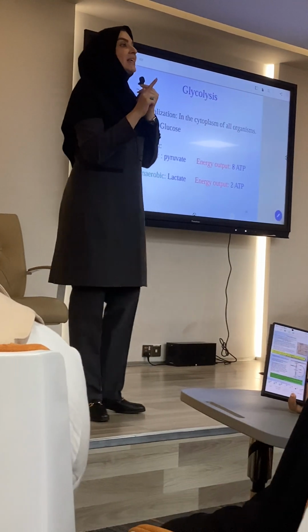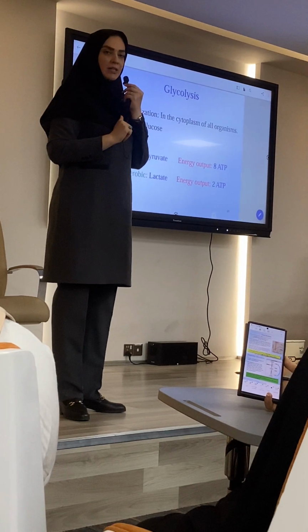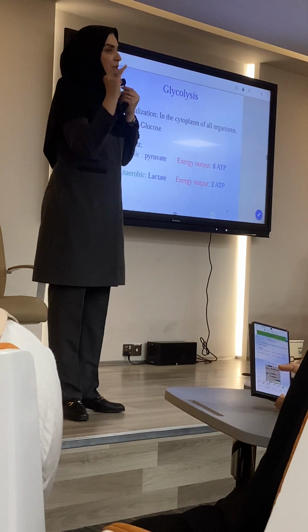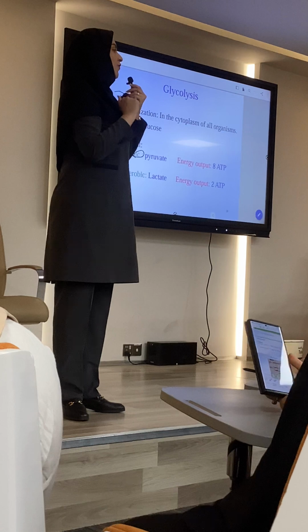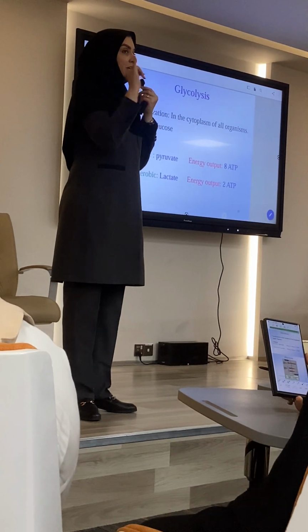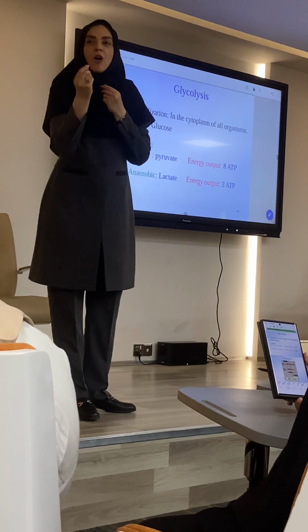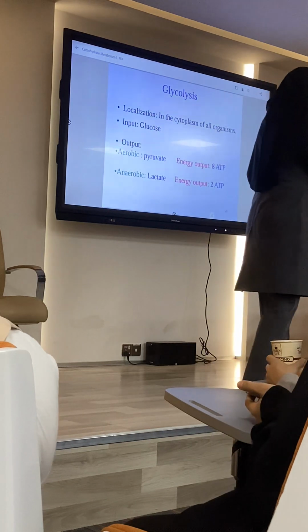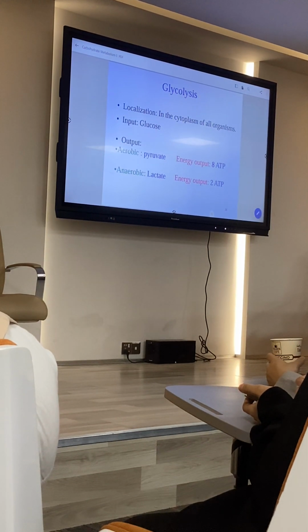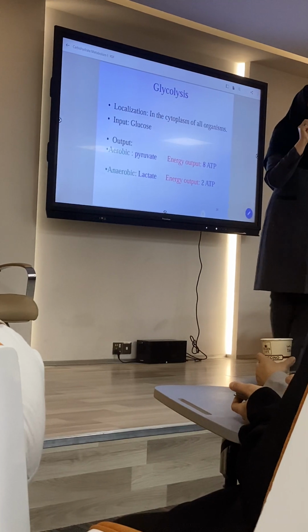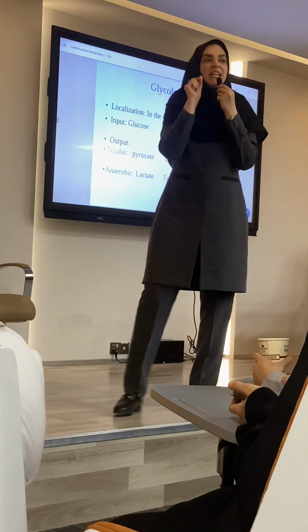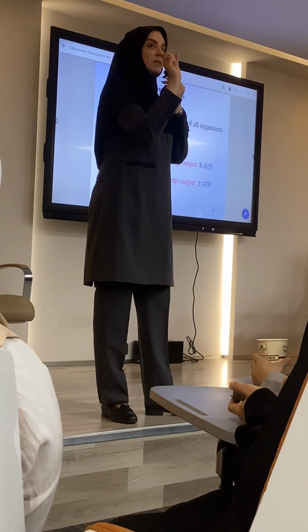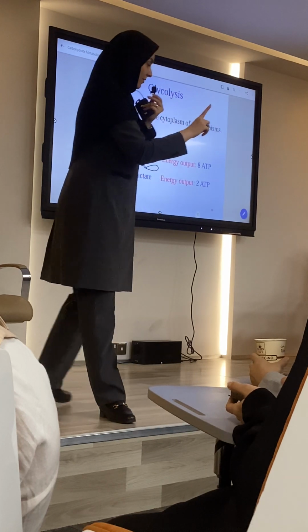Maybe I ask you, the output depends on the presence of oxygen. In aerobic, what is the output? How many ATP produced? 8. In the absence of oxygen, or maybe I didn't tell you, lactate is absent. Maybe I ask you in RBC. RBC, because it lacks mitochondria, is all the time anaerobic. So, what is the output of glycolysis in RBC? 2. What is the name of the compound as an output? Lactate. Okay?